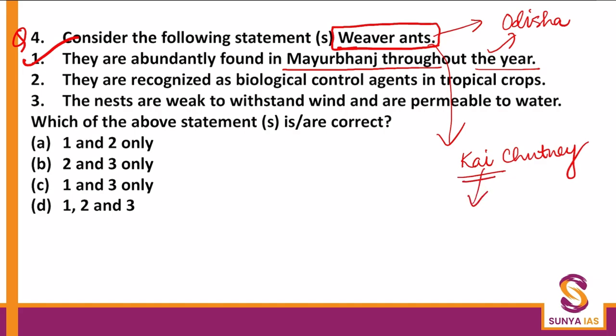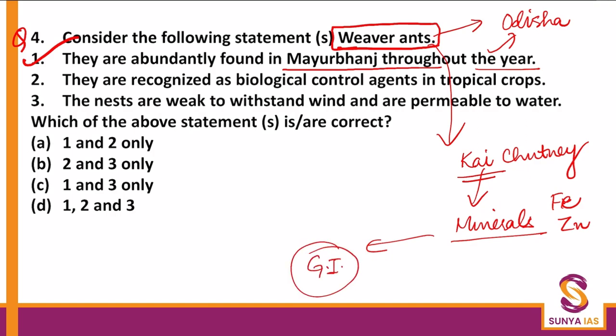This chutney is rich in a lot of minerals. It is good for nutrition. A lot of iron is there. Zinc is there in the Kai chutney from these weaver ants. Now scientists are planning to get a GI, geographical indication tag for it. Till now, weaver ants or Kai chutney do not have any GI tag.